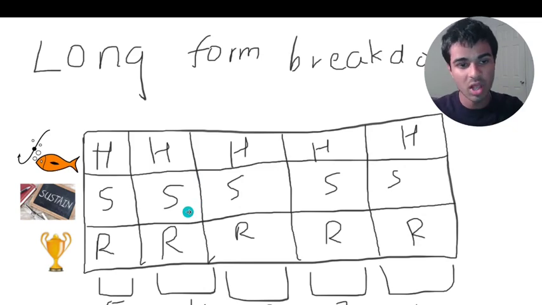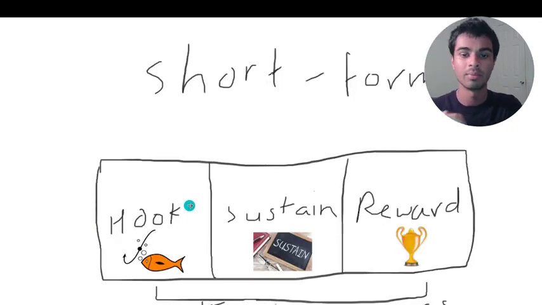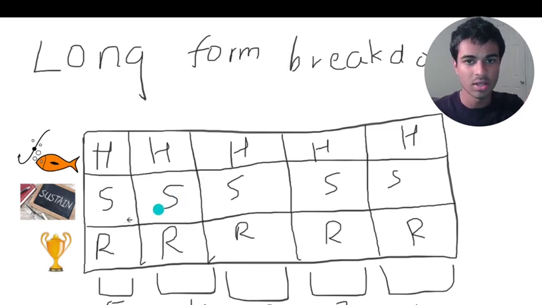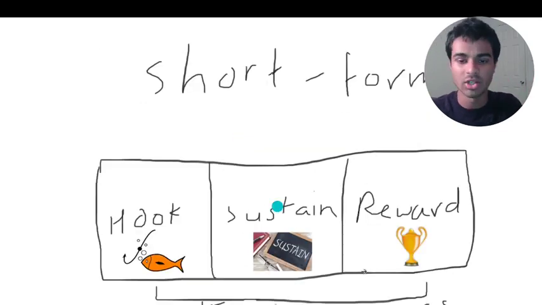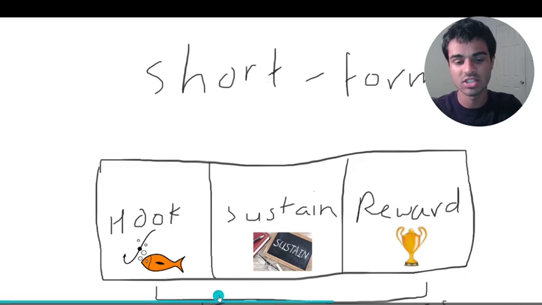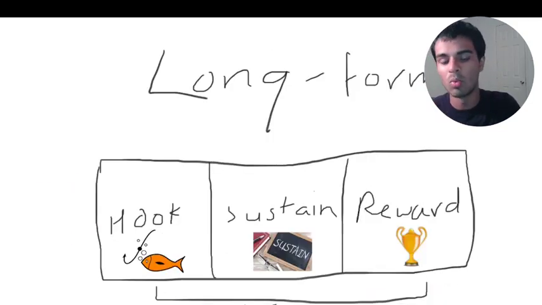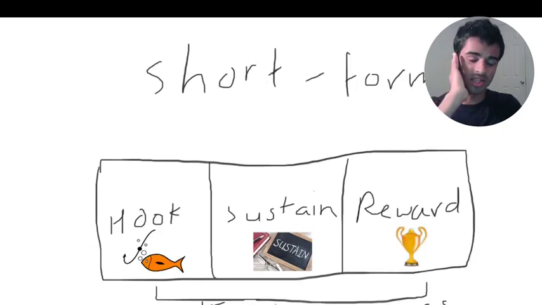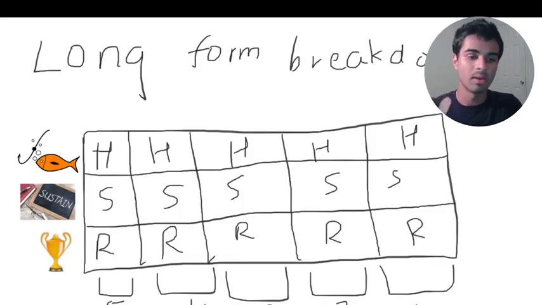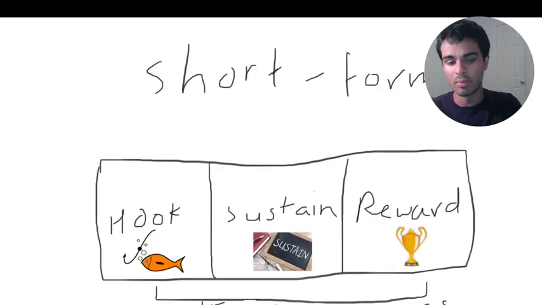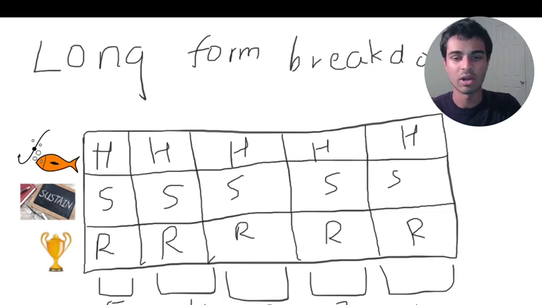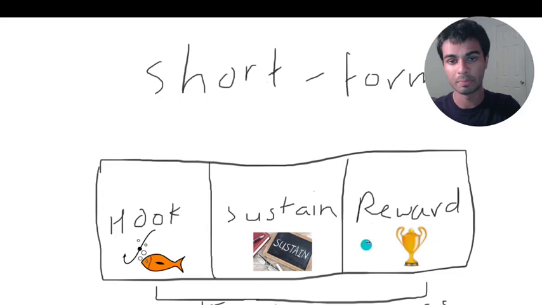Now, these blocks become very useful here. Each of these hook, sustain, reward blocks in your long-form content, you can actually crop and turn into short-form videos, which are 15 to 90 seconds. People watch both long-form and short-form content, and you want to make sure you're making both. If you can master the hook, sustain, reward, then the YouTube algorithm or the Facebook algorithm will show the video to more people.